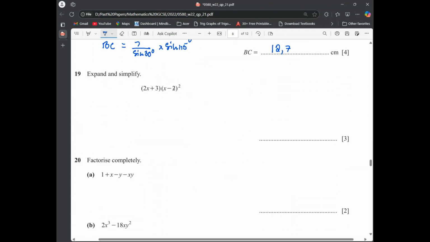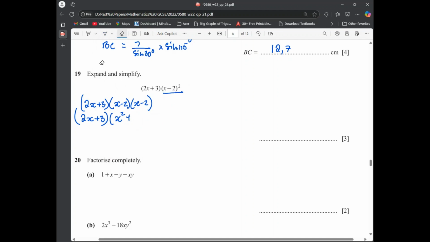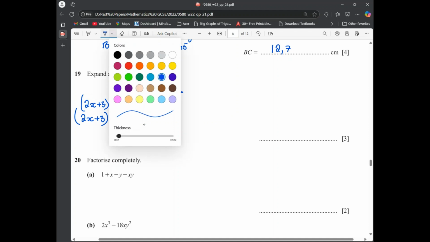Expand and simplify. So the first thing I'm going to expand is x minus 2. So let's rewrite 2x plus 3 multiplied by x minus 2 times x minus 2. So I've got 2x plus 3 multiplied by, if we expand x minus 2 multiplied by x minus 2, we get x squared minus 4x plus 4.